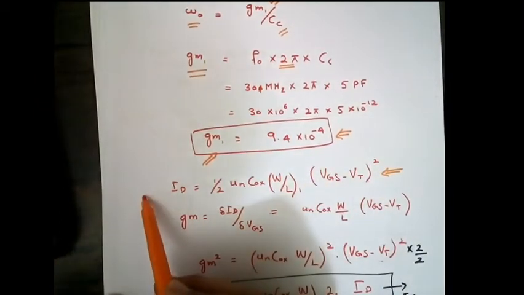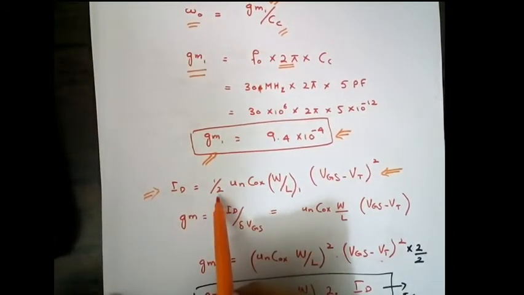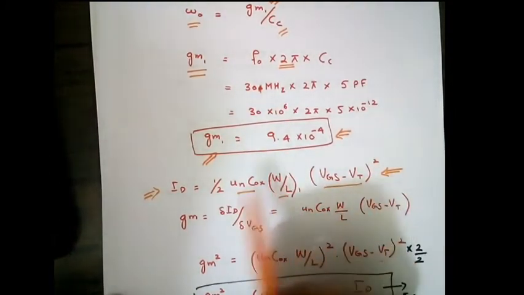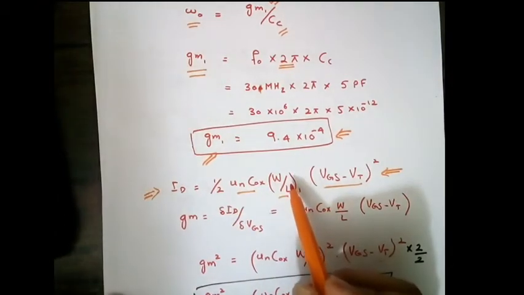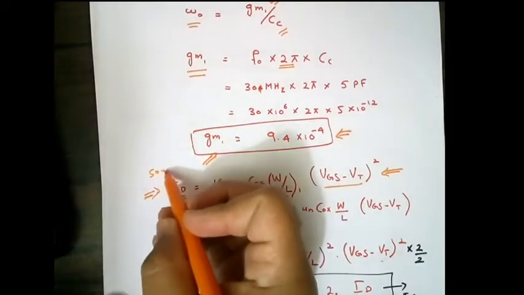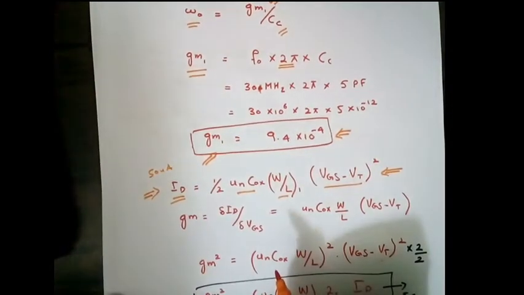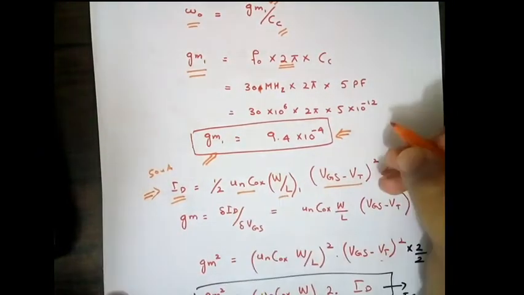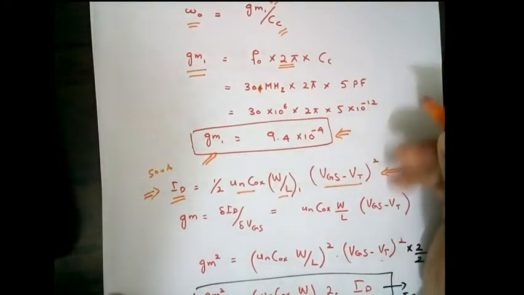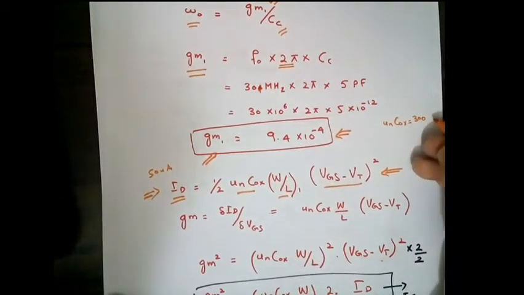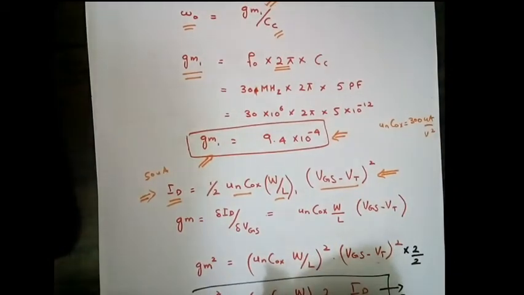So for the ID, if we want to write an equation, it's going to be half mu naught Cox W by L times (VGS minus VT) whole square. We are interested mainly in finding W by L, which is what we want. ID, we know, is equal to 50 microamps or 1 by 2 of I5. Mu naught Cox should be provided to us because it's a technology parameter. Since we mentioned last time we are using 180 nanometers, the mu naught Cox which we are going to use is 300 microamps per volt square.